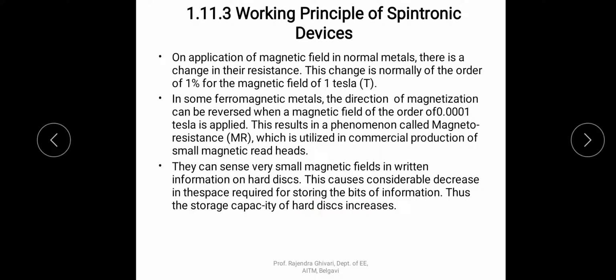So spintronics is going to carry some information. It is going to transmit the information from the head to the slave part, so that the slave can read the data from the particular hard disk.